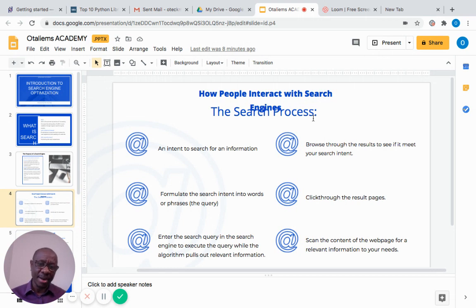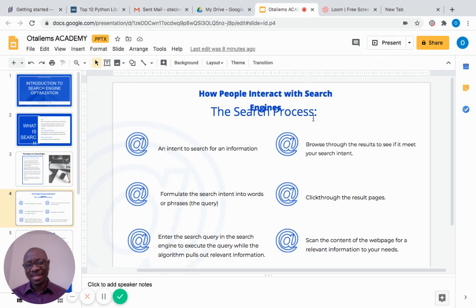how people interact with search engines. We're going to look at the search process. This is something that each and every one of you does on a daily basis, because we are all on the internet searching for information to satisfy our curiosity.